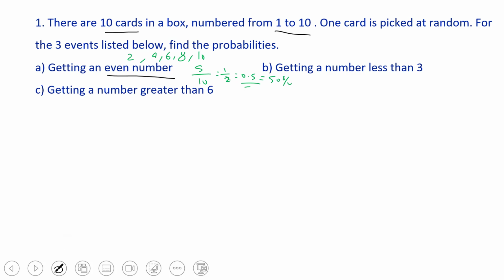Okay, for the next one, getting a number greater than 6. What is greater than 6 in this one? You have 7, 8, 9, 10. So you have 4 out of what? 4 out of 10, which is 0.4, right? So this is unlikely because it is less than half. This is likely because it is half or more. Okay.